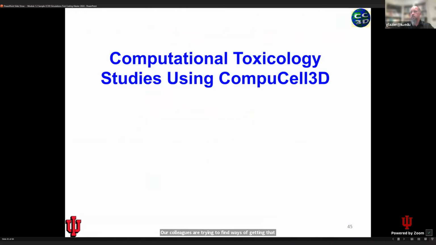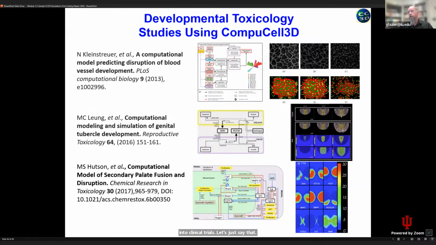I mentioned computational toxicology. The EPA did a series of wonderful simulations over the years, some of which you'll hear about later in the course. Nicole Kleinstreuer, who is now head of NICEATM, one of the NIH institutes, when she was a postdoc, did some beautiful studies of chemical disruption of blood vessel formation. That's a lovely paper going back more than 10 years now.